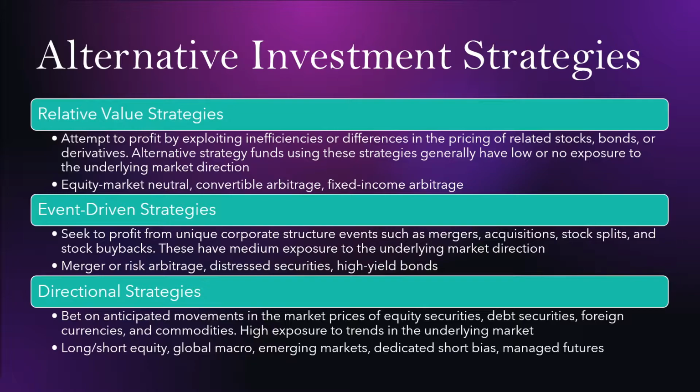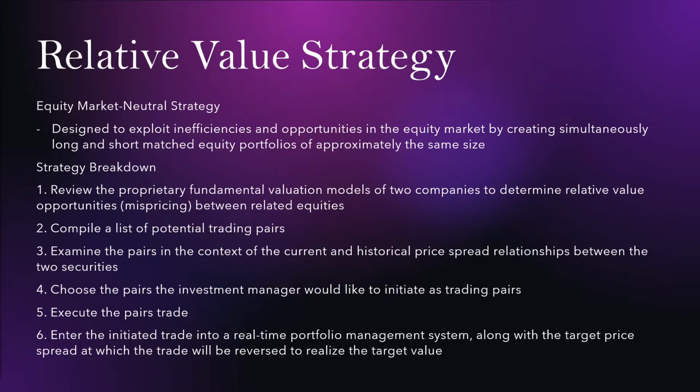So all three of these strategies are a bit different, and we will be going into each strategy and explaining how each strategy actually does work. So the first relative value strategy that we will be looking at is the equity market neutral strategy. It is designed to exploit inefficiencies and opportunities in the equity market by creating simultaneously long and short matched equity portfolios of approximately the same size.